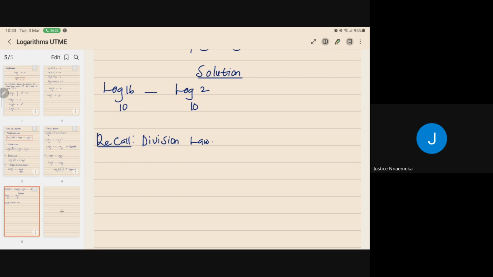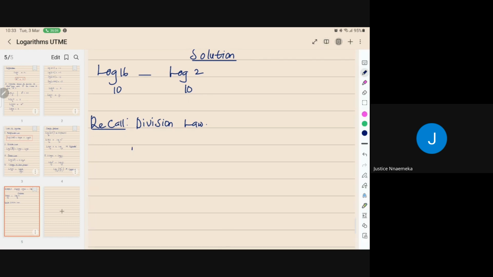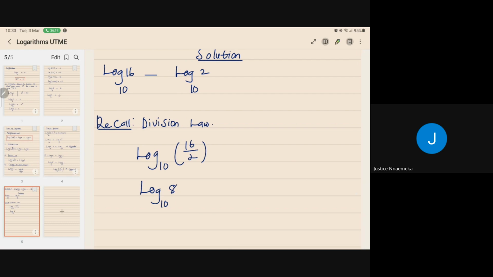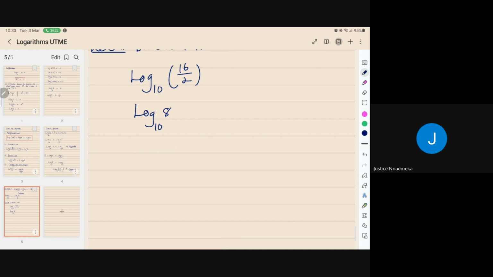So for the division law, we are going to have log base 10 of 16 over 2. Now we've condensed it. So I'm going to have log base 10 of 16 divided by 2, which will give us 8. Are you there now? So our final value is going to be equal to what? Log 8. Right? So we've actually simplified that value, and there's nothing we can break down further here.